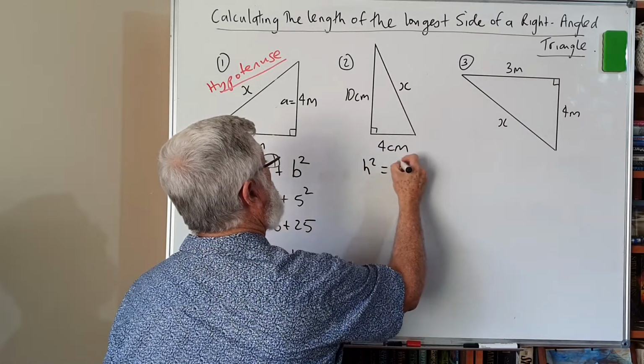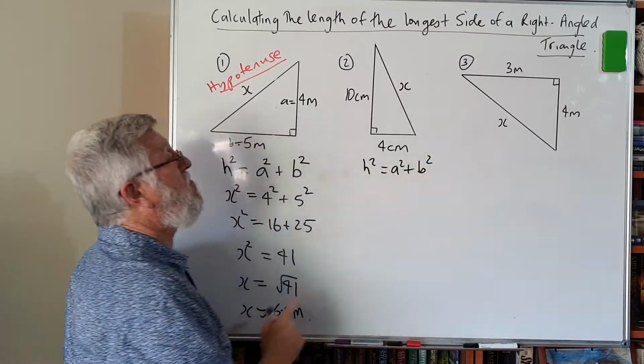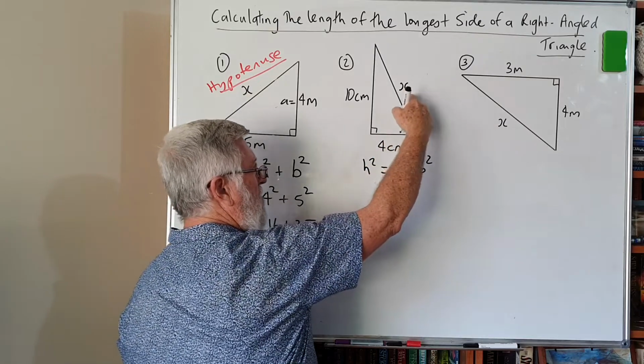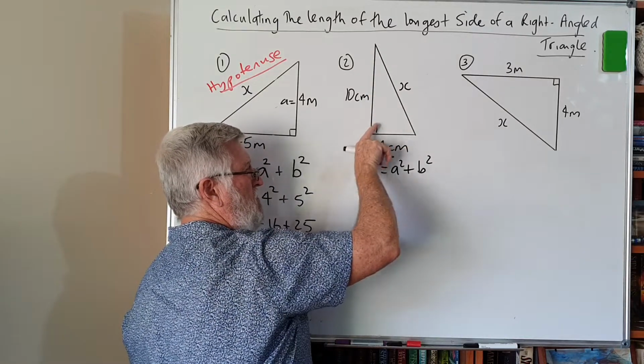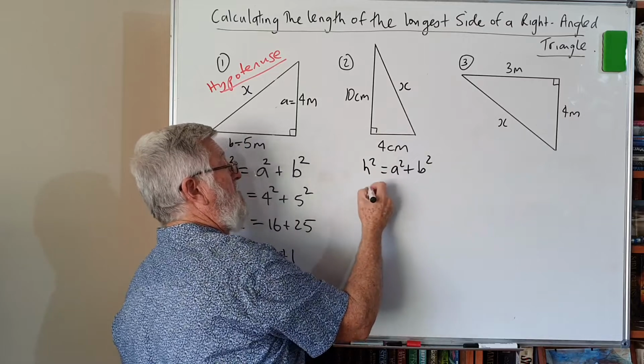H squared equals A squared plus B squared. Which one is H? That one's the hypotenuse. You can see it's the longest. It's opposite that little box. So that's an X squared.